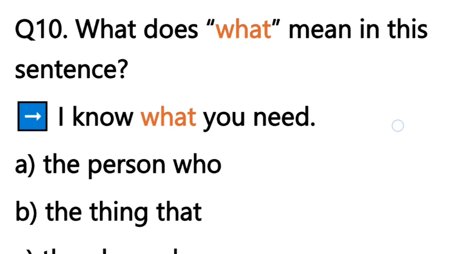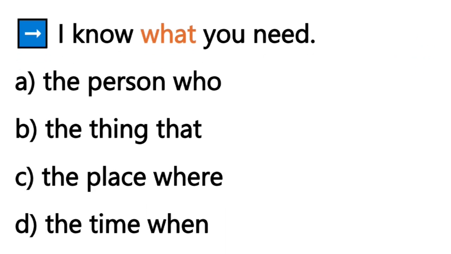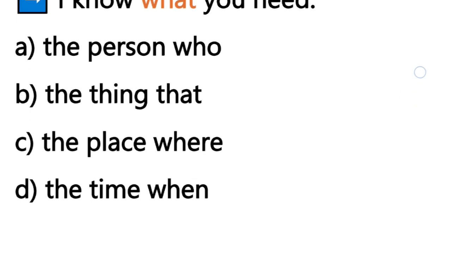Let's talk about question number 10. What does what mean in this sentence? I know what you need. Is it option A, the person who? B, the thing that? C, the place where? Or option D, the time when?